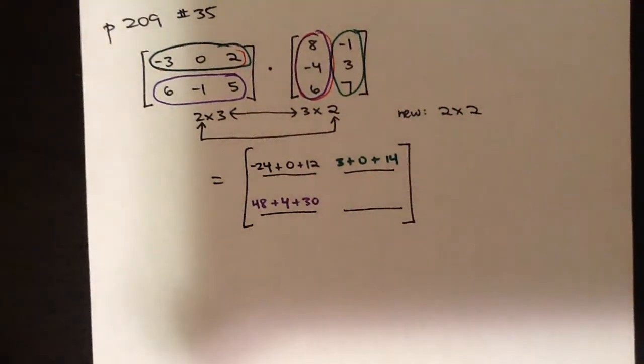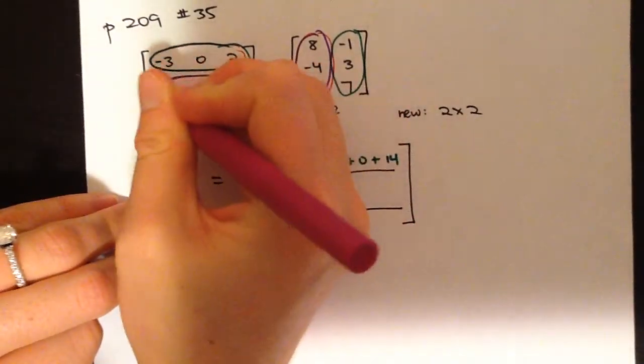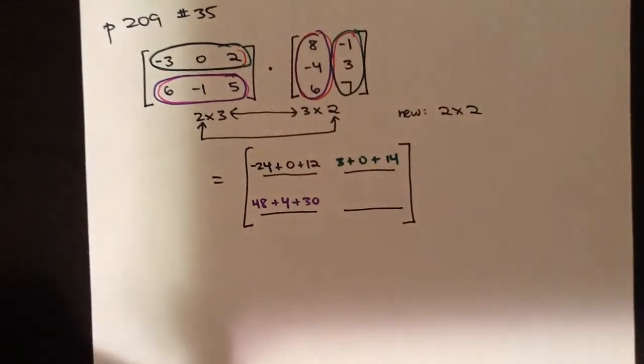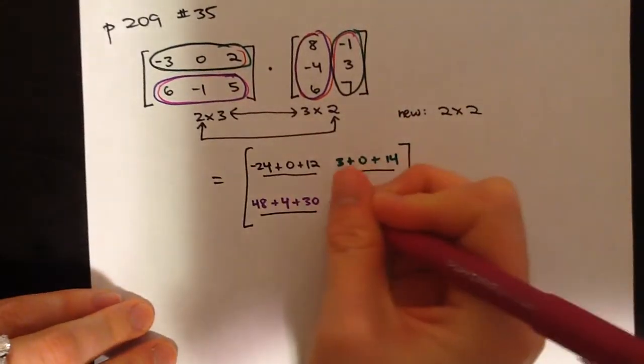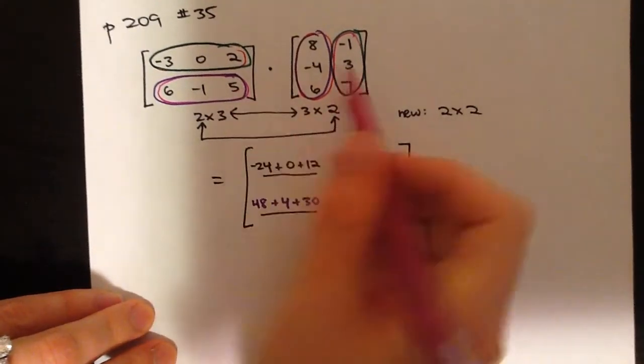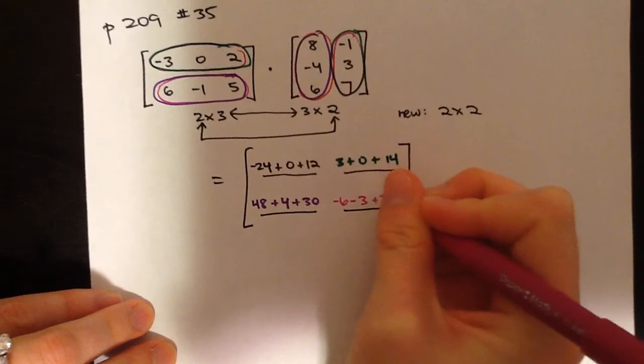Okay, and then my very last spot, this is the second row, second column. So I'm going to use the second row and the second column. So pair them off, multiply, and then add what you get. So 6 times -1, that's a -6. -1 times 3, that's a -3. And then 5 times 7 is 35.